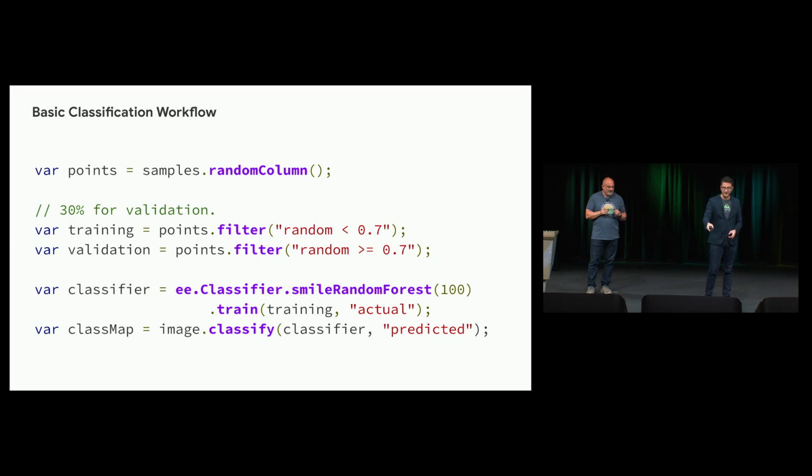Then we train a classifier using the SMILE implementation of random forest. And there's a parameter you can control the number of trees that get generated. We train on that training set that we just selected, that 70% of samples. And we say, look in the CEO data at the column called actual. That's going to be the actual label that Annie and Kyle created, right? And then finally, we use that to classify the rest of the map that we don't have labels for. And we want to put the result in a column called predicted. Now that column predicted should have a label, probably a number, forest, non-forest, right?